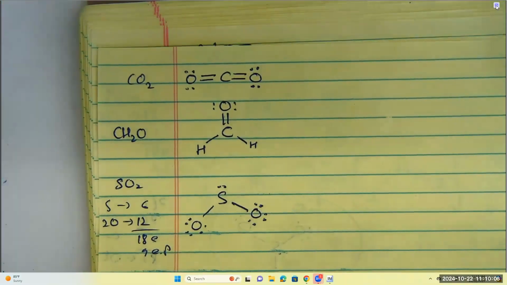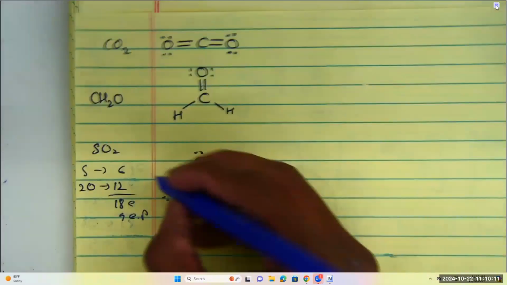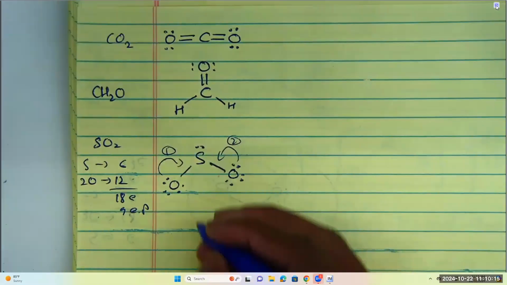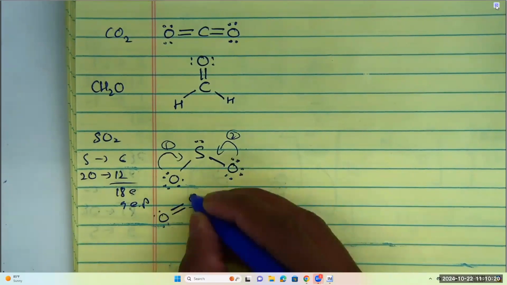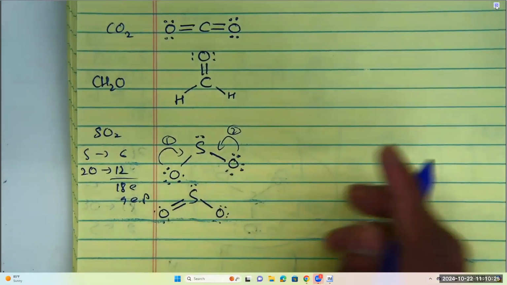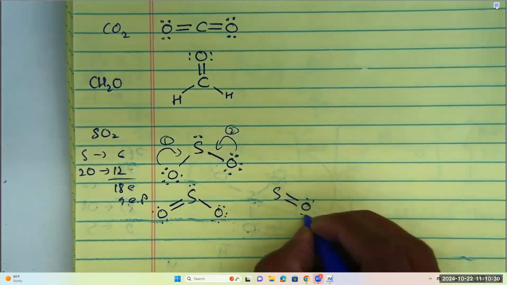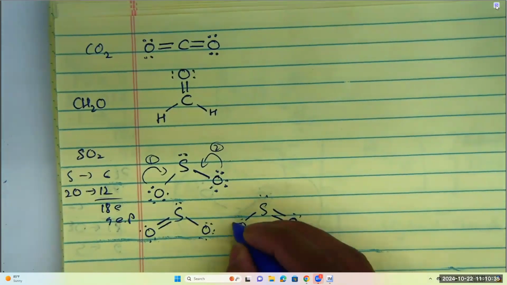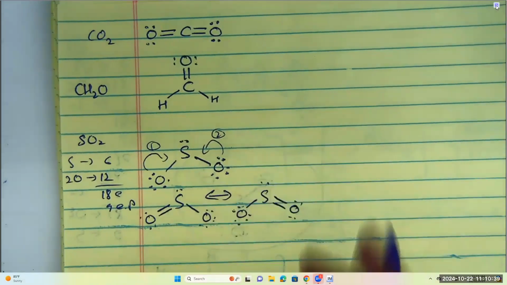I have two options to delocalize or share electrons and lone pair electrons so that sulfur can have an octet as well. I can do this, option 1, or I can do this, option 2. If I do option 1, I'm going to get the double bond on this side, like this. Or if I do option 2, then I'm going to get the double bond on the other side, like this. Okay, so we have two possible Lewis structures for the same chemical formula, meaning we have resonance here. So these are called resonance structures.